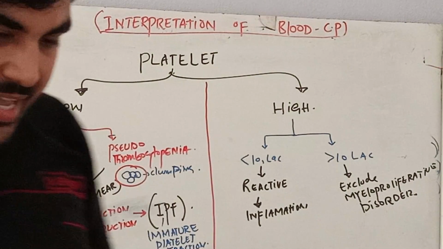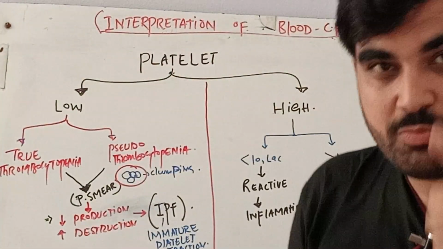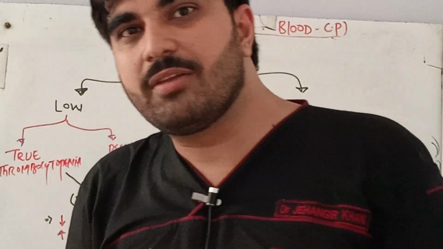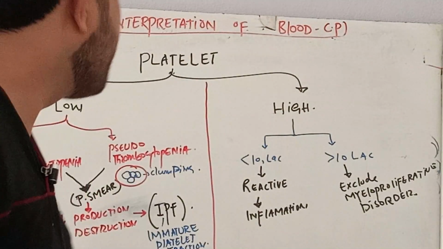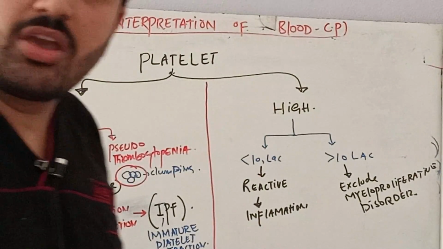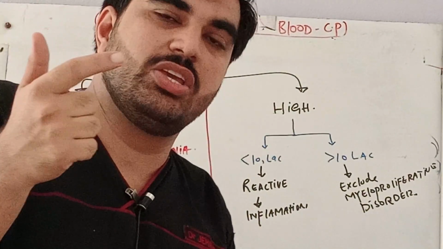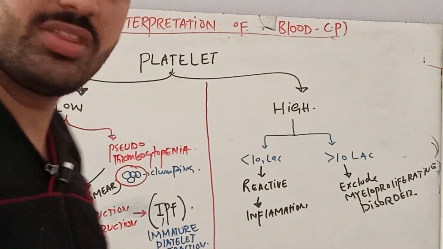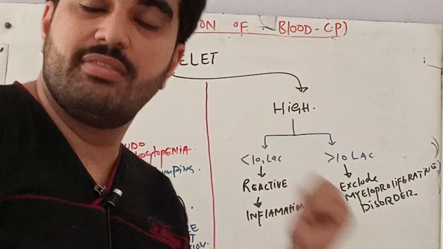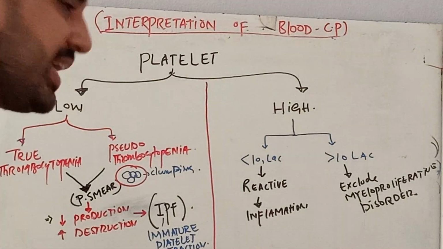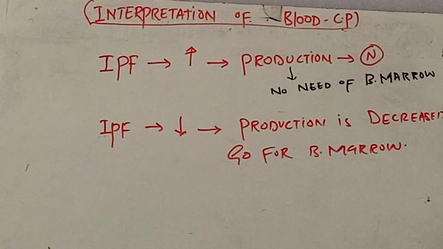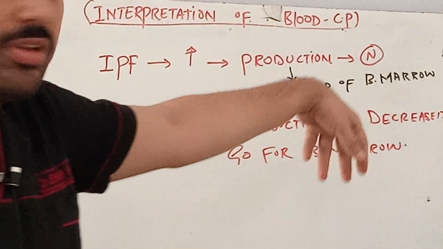So what will you do if there is decreased production? Go for bone marrow. But if there is increased destruction, you can think of ITP, you can think of splenomegaly, hypersplenism, you can think of PNH, paroxysmal nocturnal hemoglobinuria. In that there may be pancytopenia, but they can give you true thrombocytopenia.